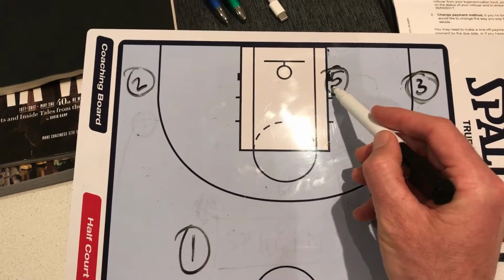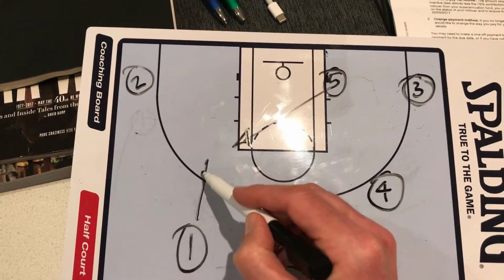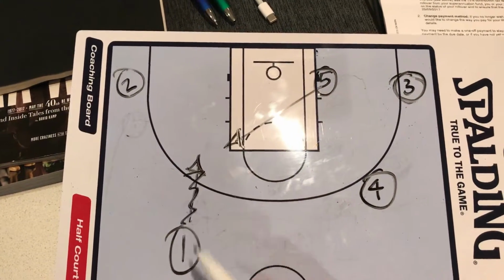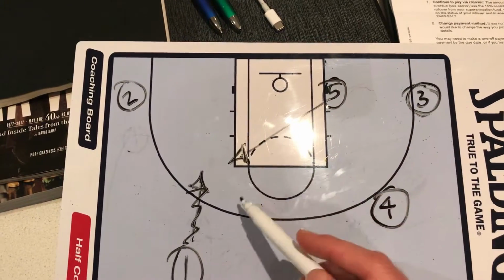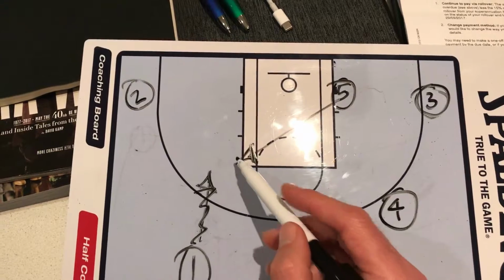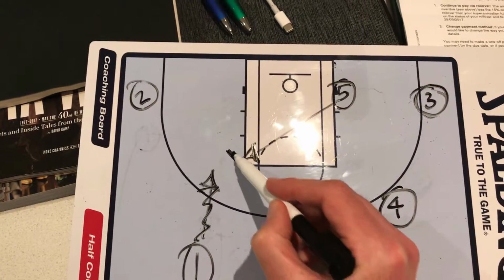And our 5 will come out to set a high screen for our 1 as our 1 comes down here, dribbles the ball down to here. And it's important that the 5 does that. It comes out reasonably quickly and will ideally draw the opposing team's center out with them. They'll set a screen here.